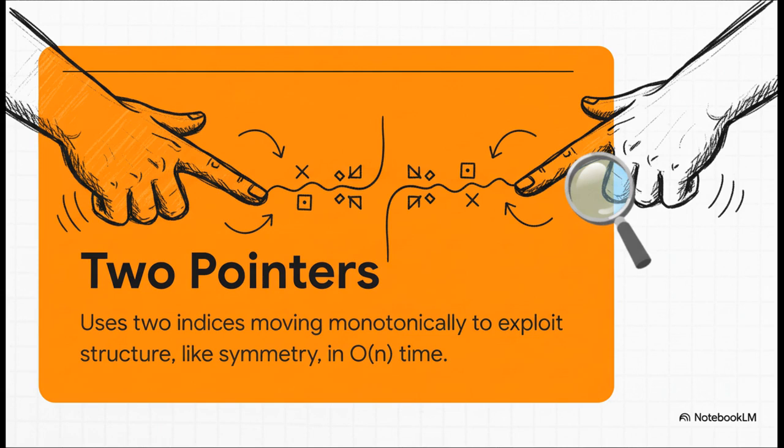Next up, 2 pointers. Its power is really in its simplicity. I mean, just imagine you're pinching a string with 2 fingers, one at the start, one at the end. Then you just move them towards the middle. That's it. That's that monotonic movement. As they meet, you can check for all sorts of things, like if the string is a palindrome, and you do it in linear time. It's all about using the structure that's already there in the problem.